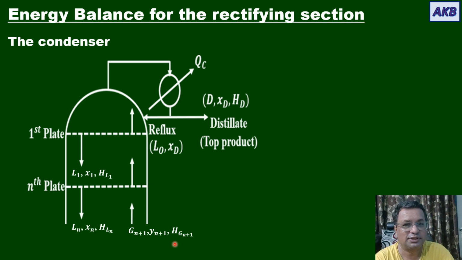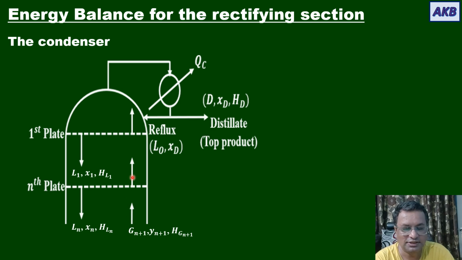Enthalpy of the vapor that is coming from n plus 1 plate. So you must have noticed each of the streams we are identifying with a subscript that denotes the tray from which it is coming. So for example, this is Ln, liquid stream coming from nth plate. This is Gn plus 1, vapor stream coming from n plus 1th tray.